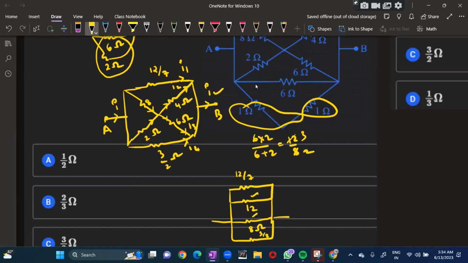Now this 12 and 8 are in which combination? Parallel. 12 into 8 by 12 plus 8. So 12 into 8 divided by 20. 4 5s are 20, 4 3s are 12. So 24 by 5.